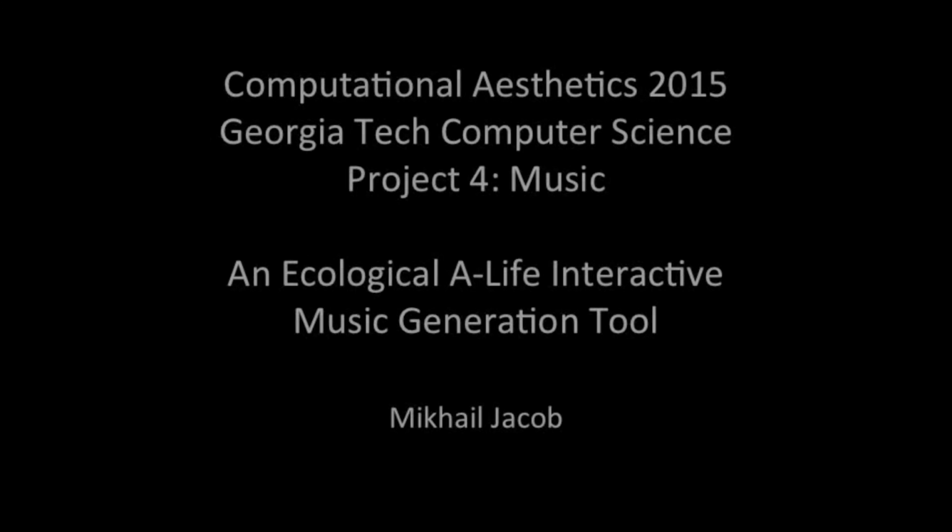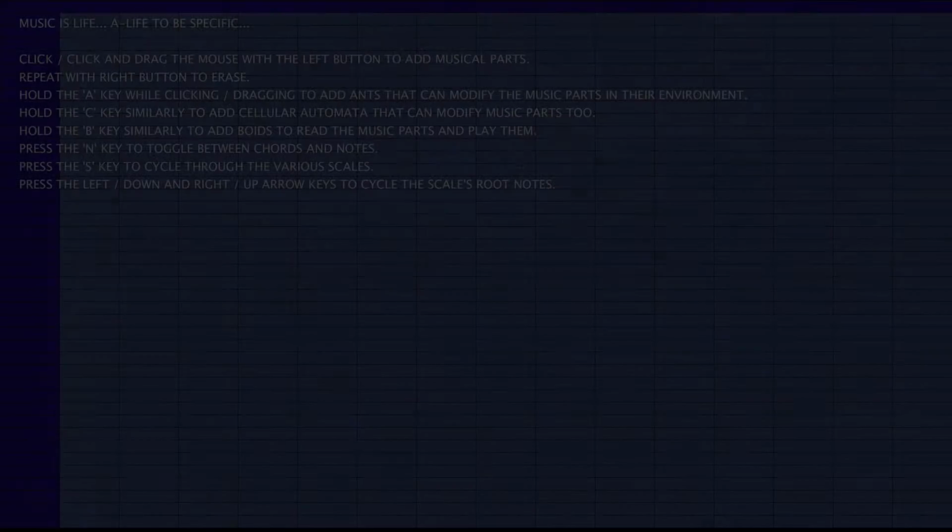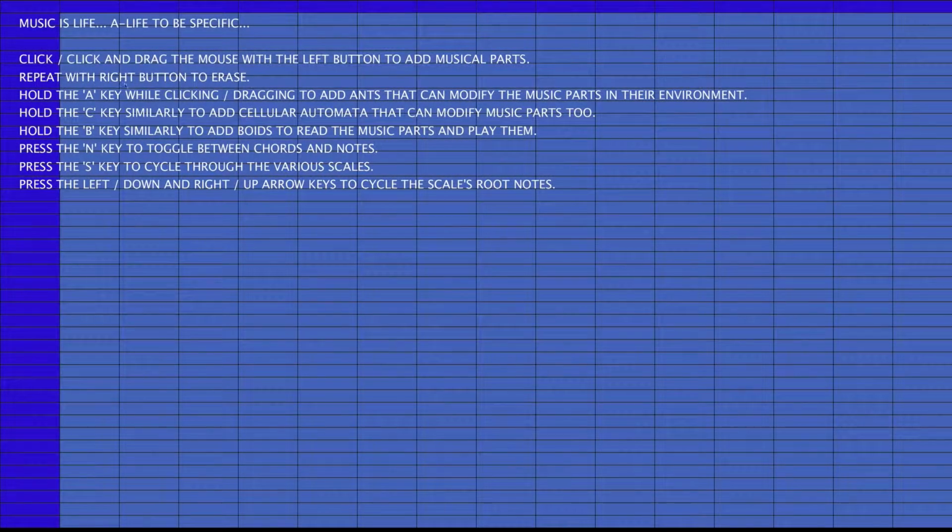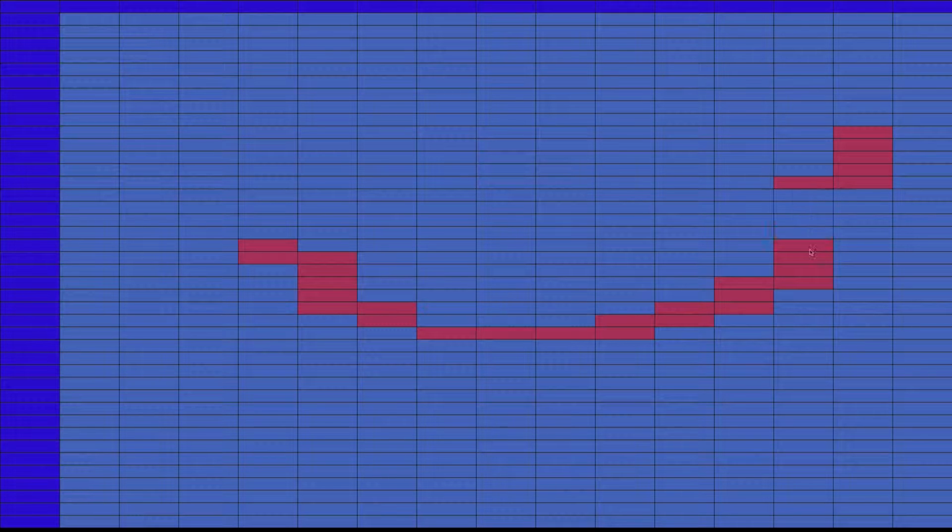An ecological, A-Life, interactive music generation tool. This project demonstrates an interactive music generation tool using a set of user-generated A-Life or artificial life form simulations. For example, Langton's ants, cellular automata, and flocking boids that sense their environment, in this case a tone matrix, change the environment over the course of their lives, and play music that results from this.